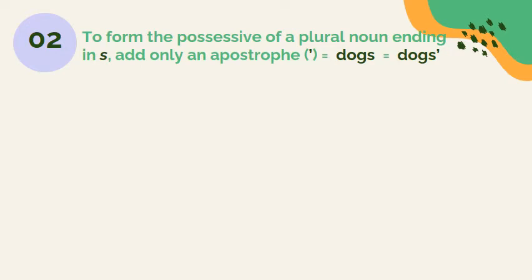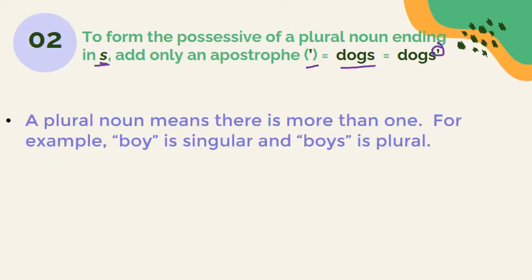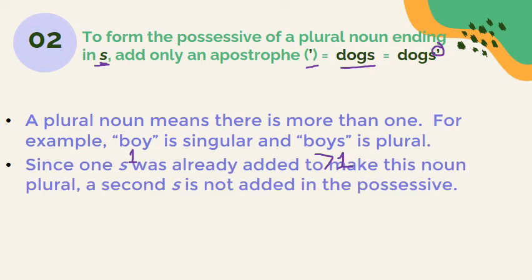To form the possessive of a plural noun ending in s, I already have the s. So what do I do? I only add the apostrophe. Dogs, it's already plural. I only add the apostrophe at the end. So plural means there's more than one, as we said. For example, boy is one boy, and in plural becomes boys. It means more than one, could be 2, could be 3.